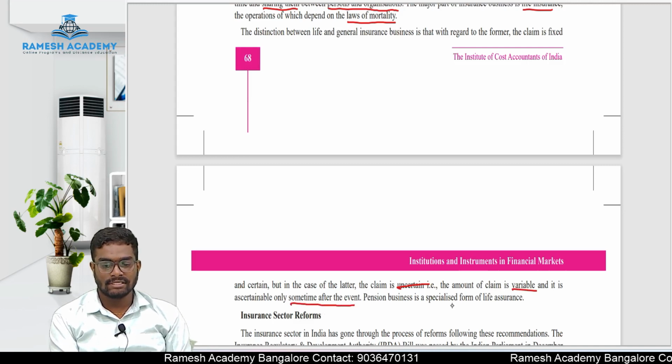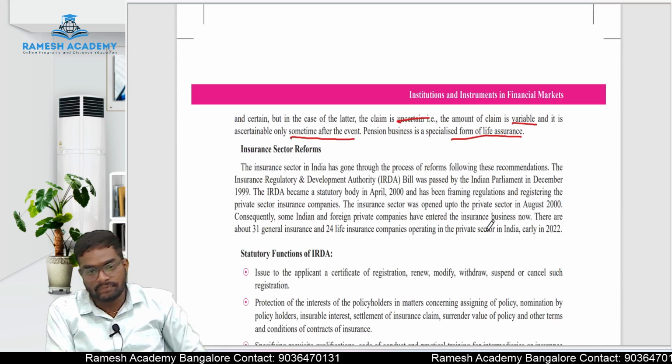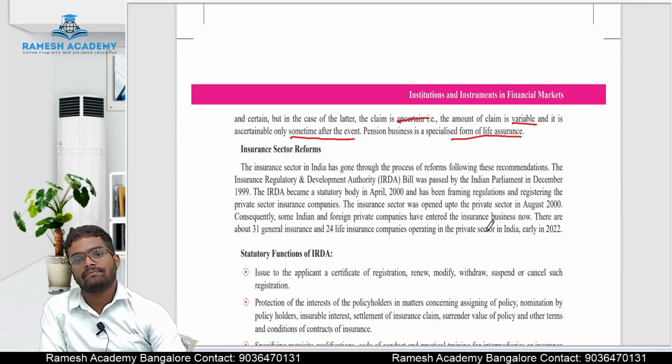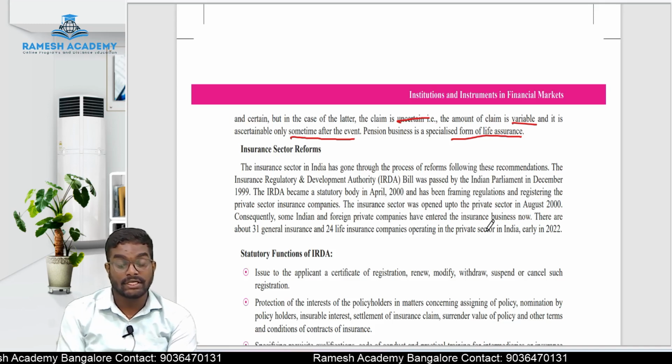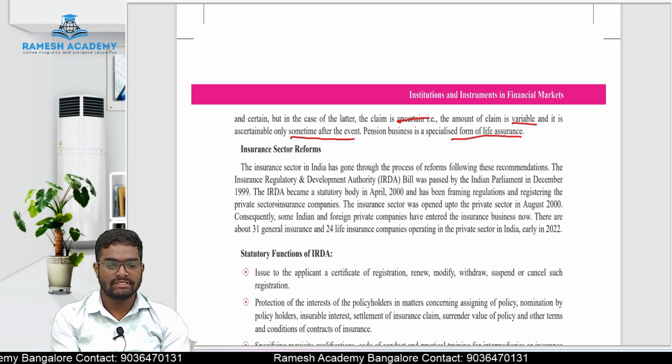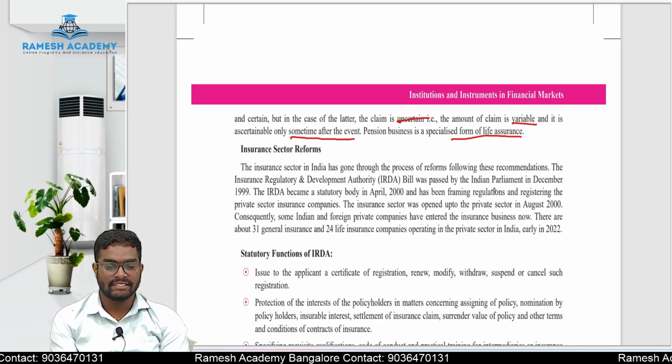Pension business is a specialized form of life assurance. So insurance, if you take, they can provide pension also in some cases. There are certain insurance sector reforms. What are the reforms? We will see that. Insurance sector in India has gone through a process of reform following these recommendations.